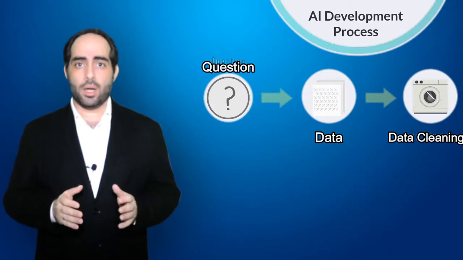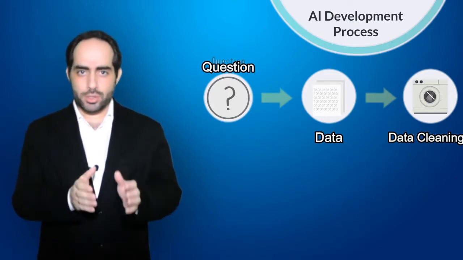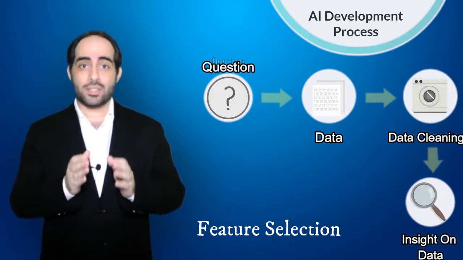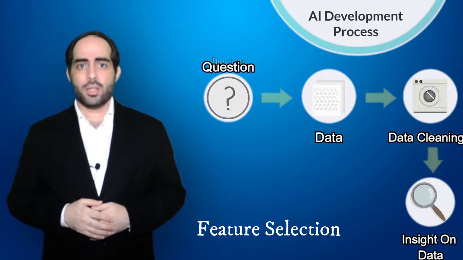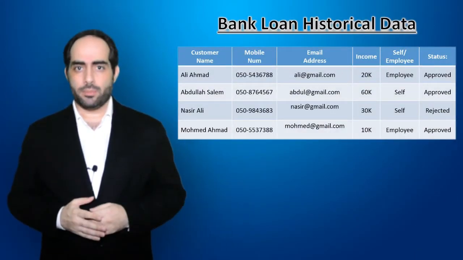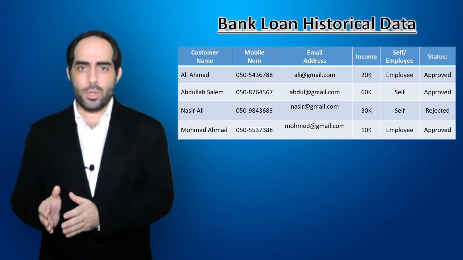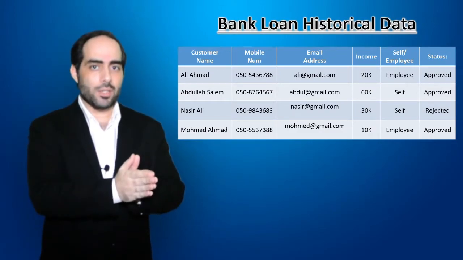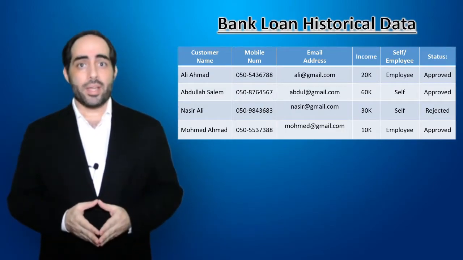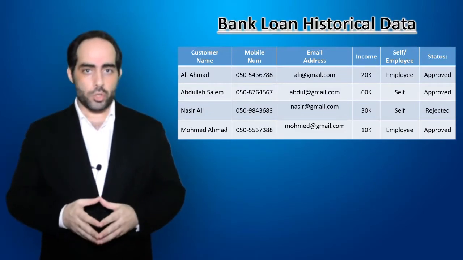After we clean our data, we enter into another stage, which is insight on data, or people call it feature selection or feature extraction. Example, if you have the following data about bank loan prediction. It's historical data from when the bank was deciding manually to approve or to reject a certain loan. Now the objective is to automate this process with AI. So we want AI to take a decision whether to approve or to reject.